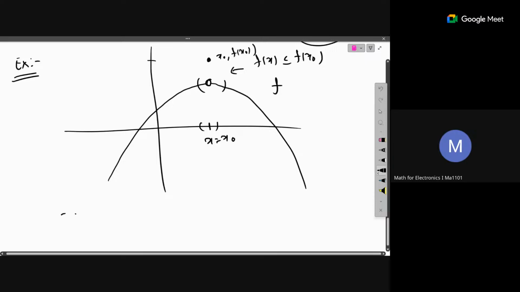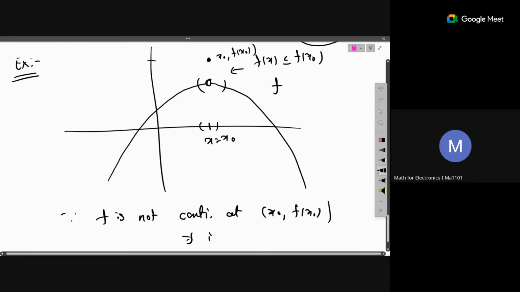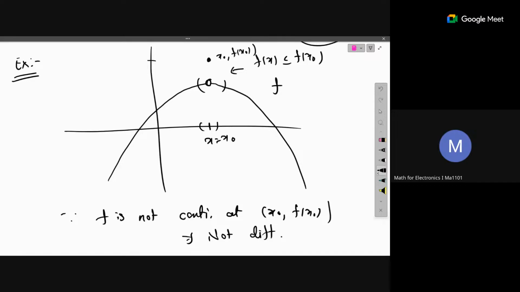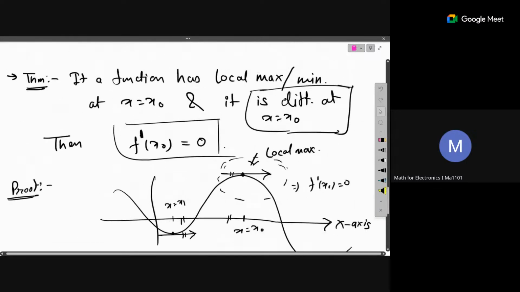So since f is not continuous at point x naught comma f of x naught, obviously it is not differentiable. So using that theorem, we cannot conclude that this is a point of maxima or minima. But by observing the graph, we can say, yes, this is a point of maxima. Okay, so that's why this condition that it should be differentiable is required.